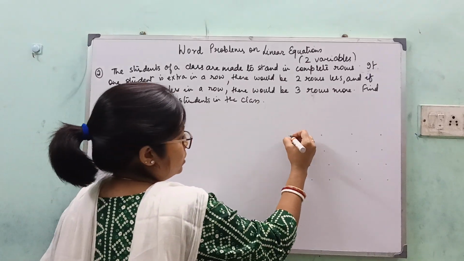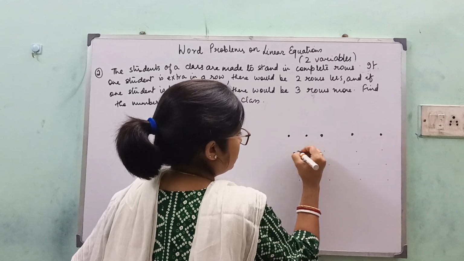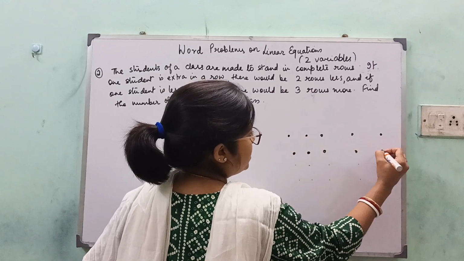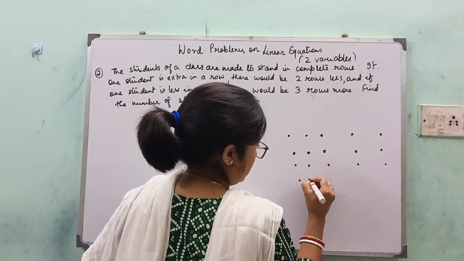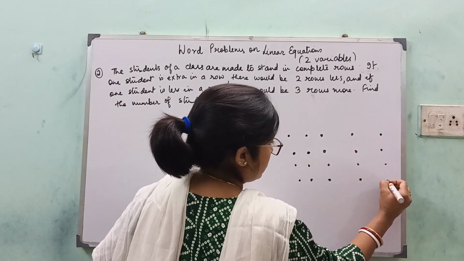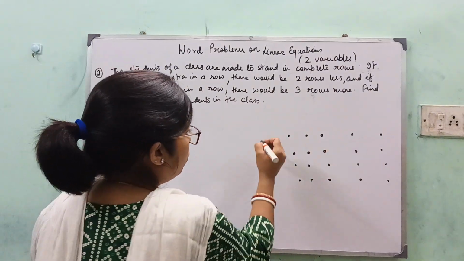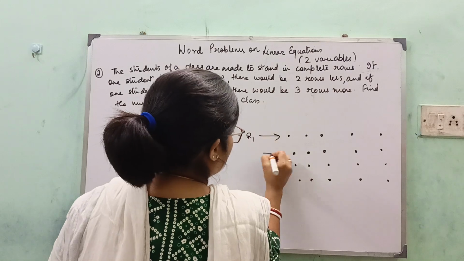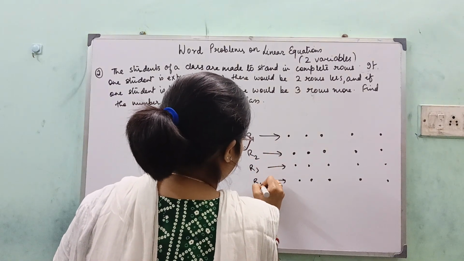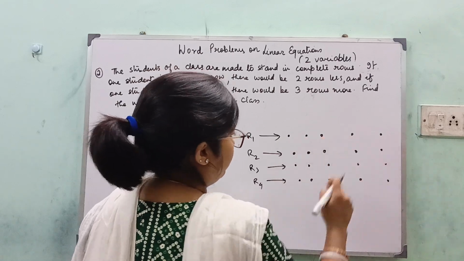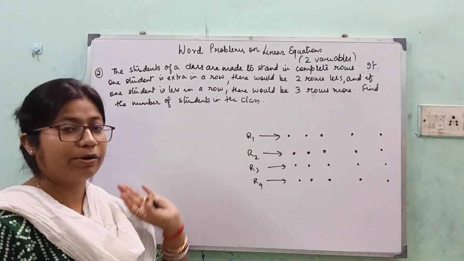Okay, the dots are clear, I suppose now. So each of these dots represents students. So you can see how many dots I have placed in each row. This is row 1, row 2, row 3, row 4. So 1, 2, 3, 4, 5. Now there are 5 students in each row in this diagram of mine.